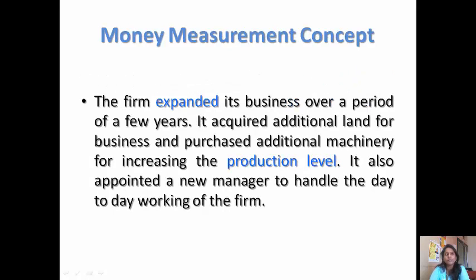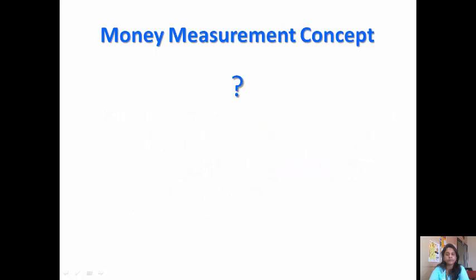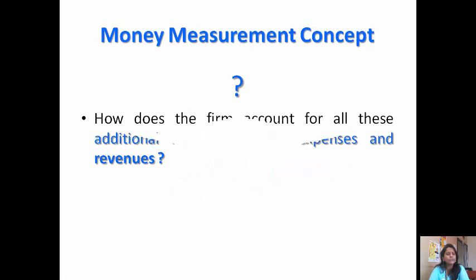The second concept is the money measurement concept. The firm expanded its business over a period of a few years. It acquired additional land for business and purchased additional machinery for increasing the production level. It also appointed a new manager to handle the day-to-day working of the firm. How do you think this firm is going to account for all these: additional machinery, land, expenses and revenues?